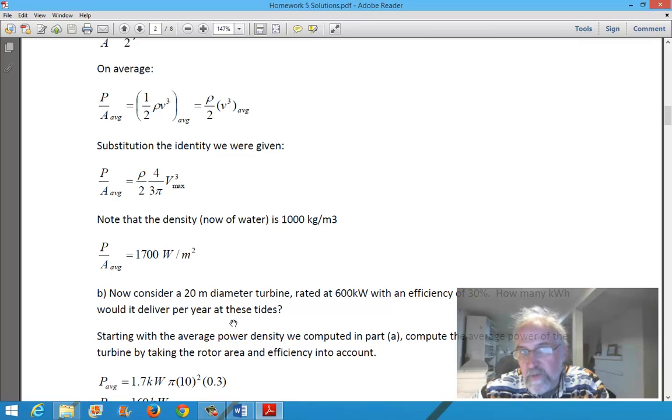It has an efficiency of 30%. I had a lot of questions on this that showed people were getting a little confused on what we're looking at. So again, that 1.7 kilowatts per square meter is an energy density. It's got nothing to do with what we're producing.